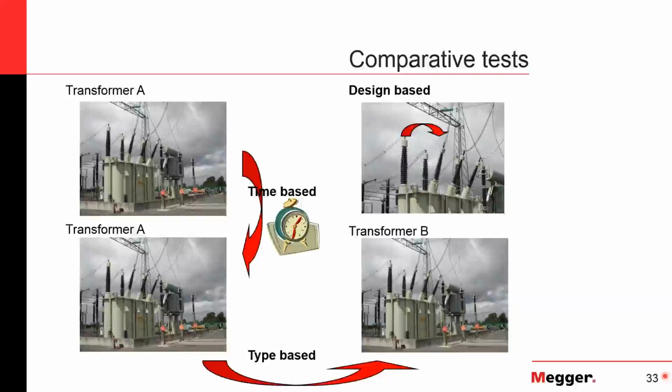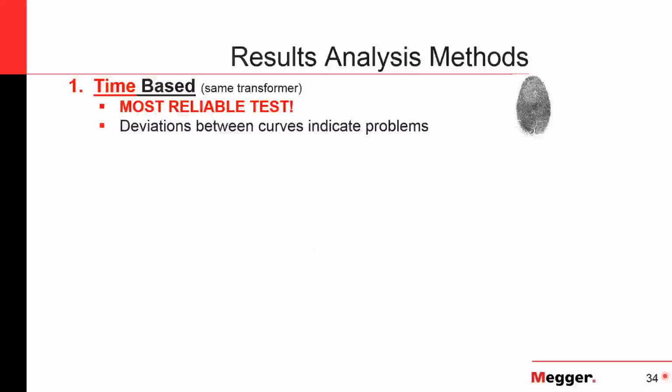So you have different tests you can do depending on the information that you have, or different comparative abilities depending on the information you have. So if at all possible, the time-based test is the best test. It's the most reliable because I had this previous one, this is what the curve looks like. And as long as I'm hooking up the same, my tap changers are in the same position, connections are the same, and I run this test again, if I see any kind of deviation, I know something mechanically changed inside that transformer.